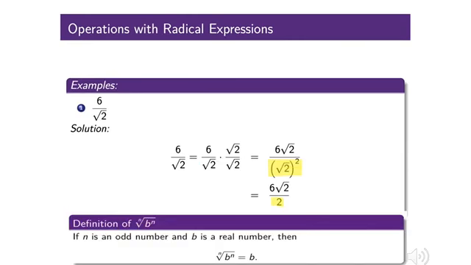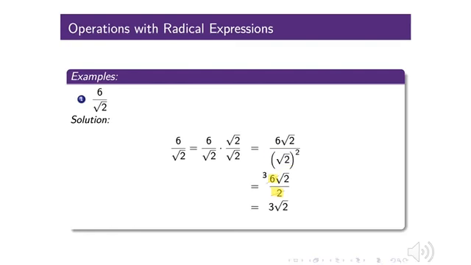Then simplify the expression using the definition of nth root of b raised to the power of n. So 6 square root of 2 over square root of 2 quantity squared is just equal to 6 square root of 2 over 2. Then we divide the radical coefficient 6 by 2. We obtain 3 square root of 2. So the whole expression 6 over the square root of 2 is just equal to 3 times the square root of 2.